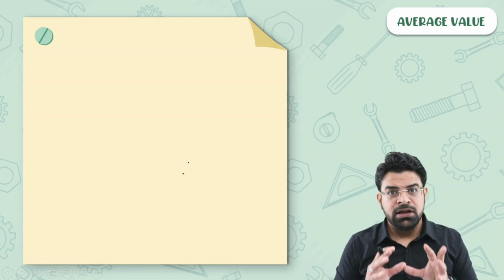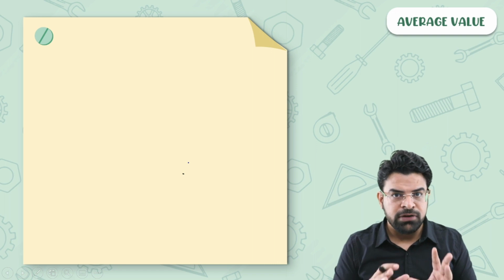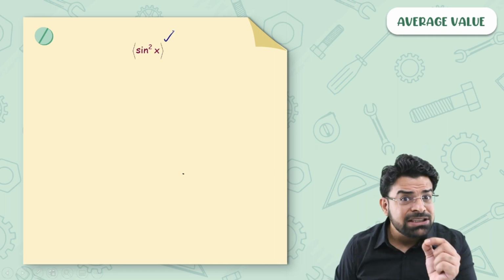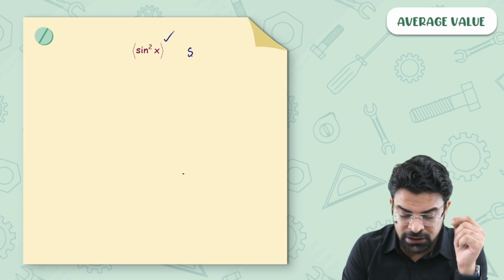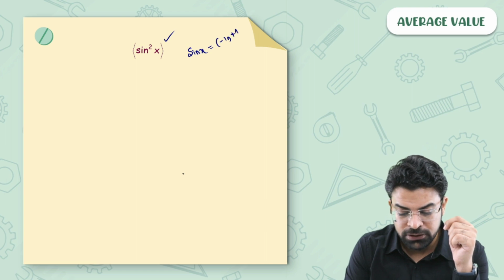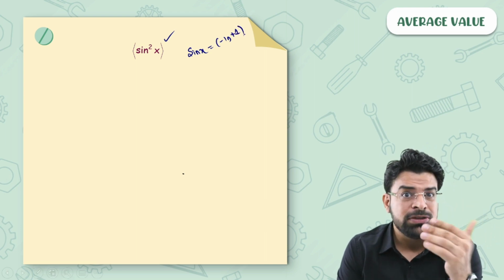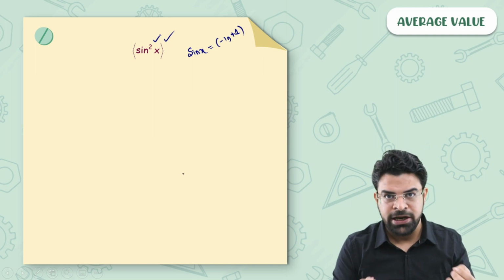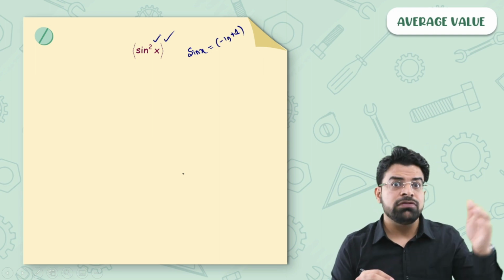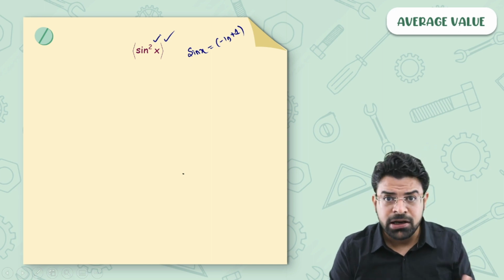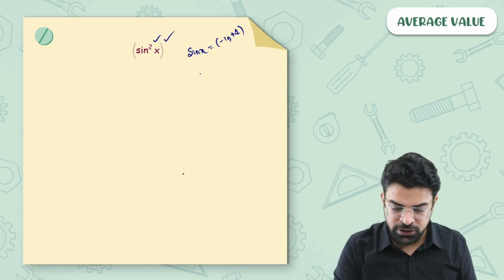So now, the last thing to learn in the average value heading. What is the average value of sine square x? We know that the range of value of sin x is from minus 1 to plus 1. The minimum is minus 1, the maximum is plus 1. But sine square x, it's a square. It can never ever be negative. So what is the range of value of sine square x? The square of anything can't be negative. So the minimum value of sine square x is 0.